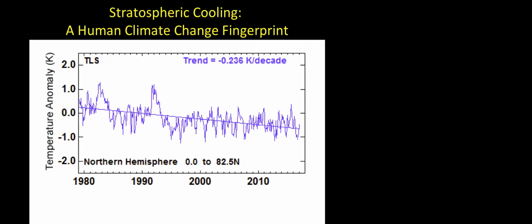And so again, this is what we would expect if the warming at the surface was from CO2 and other greenhouse gases. If, however, the warming was from, say, changes in the solar radiation or changes in Earth's orbit, then we would actually expect the stratosphere to be warming along with the surface. The fact that the stratosphere is cooling shows us that what we're really doing is trapping some of this heat at the surface that used to escape out towards the stratosphere and then beyond into space.